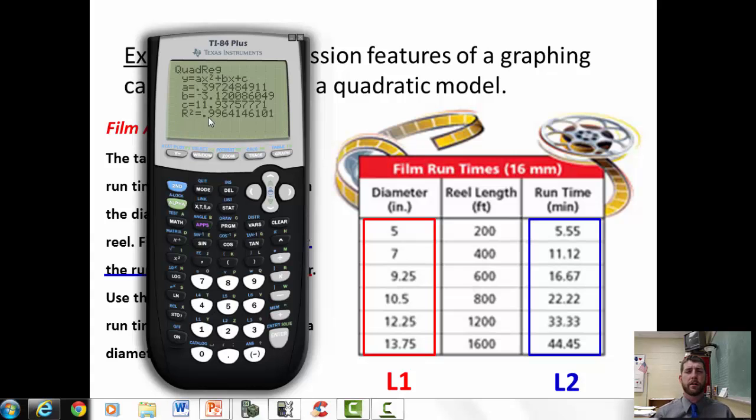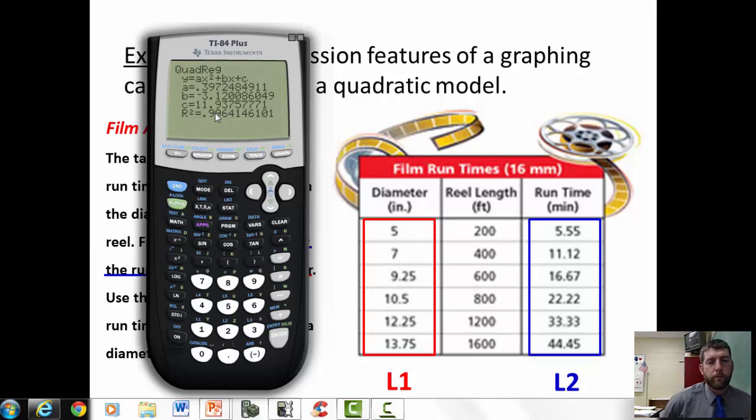That's a function that the calculator does to tell you how good your fit is. So if that number is really close to 1, then your points were really close to being a perfect quadratic. So we can see 0.996 is pretty good. That means that a quadratic model is a really good fit for these points.